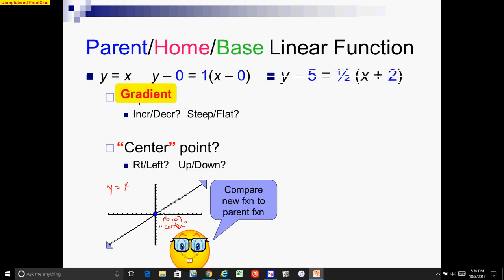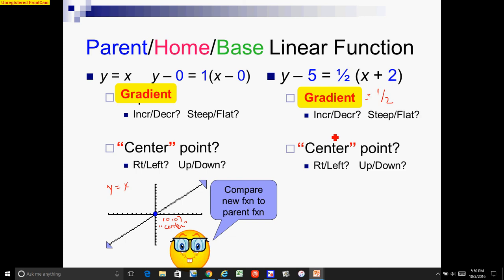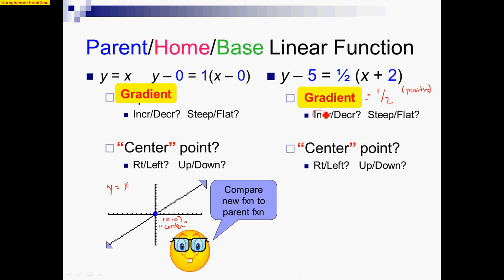So my new function is that one. Notice that's in point slope form, so I think about the same things. I think about the slope and the gradient. This time, the slope is the multiplier on x, which is 1/2. The slope is positive, so I think increasing, not decreasing. Slope is positive. I think steep versus flat. I think not steep, and I think flat.